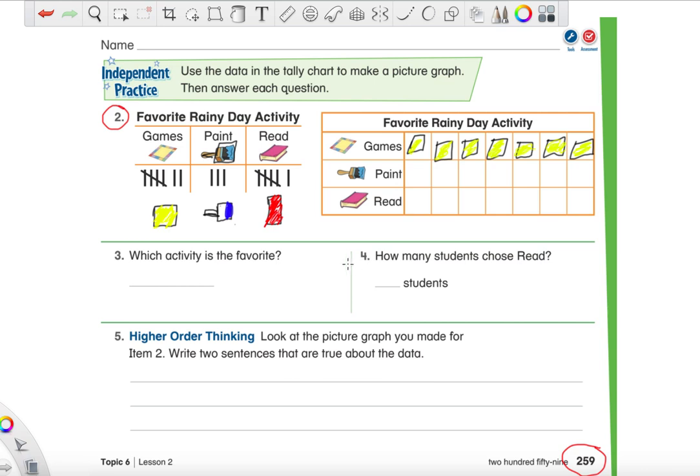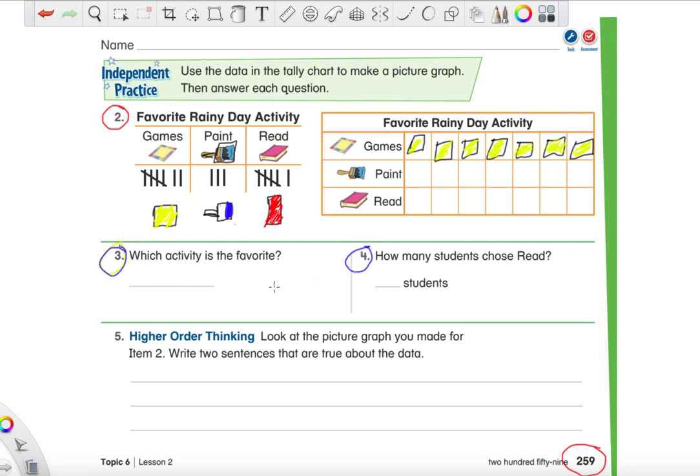All right. So if you matched my games part of my picture graph, then I feel like you have a pretty good handle on things. All right, this isn't anything too crazy. It's pretty straightforward, I feel. So go ahead and do the paint part and the reading part. And then when you're done, you're going to answer questions number 3 and 4.